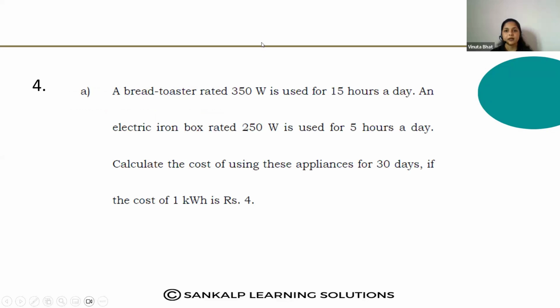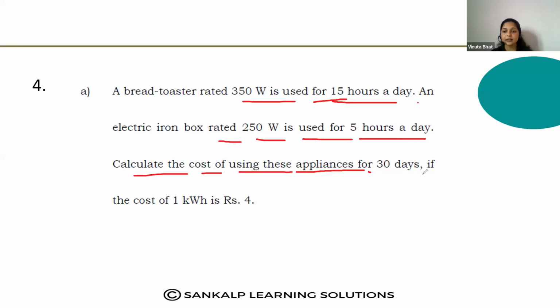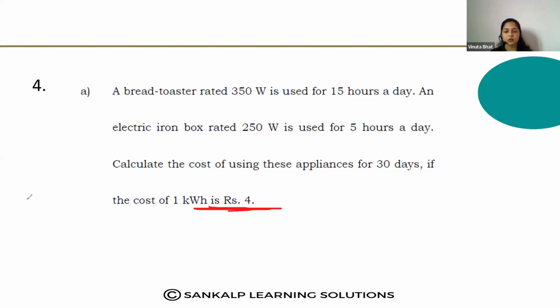Question. Please note down this question. A bread toaster rated 350 watt is used for 15 hours a day. An electric iron box rated 250 watt is used for 5 hours a day. Calculate the cost of using these appliances for 30 days if the cost of 1 kilowatt hour is 4 rupees.